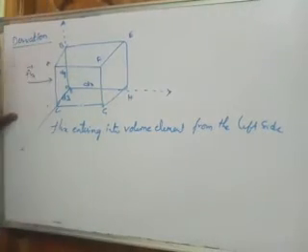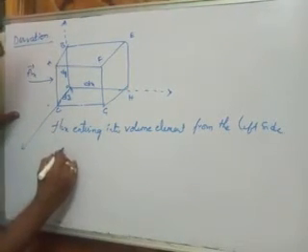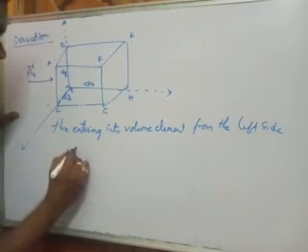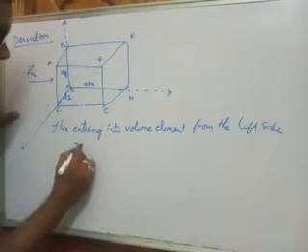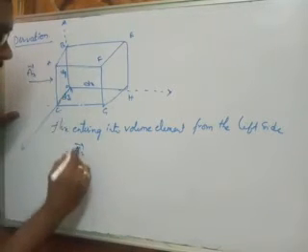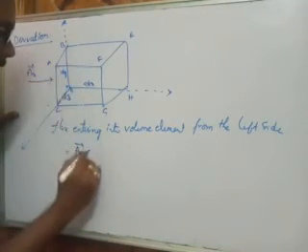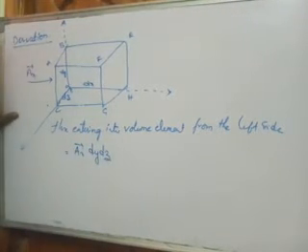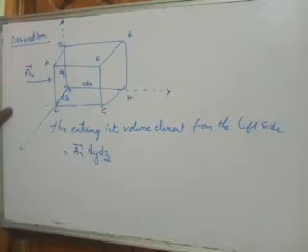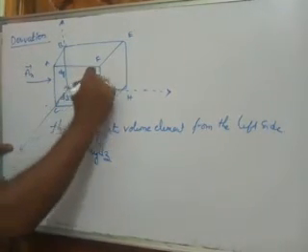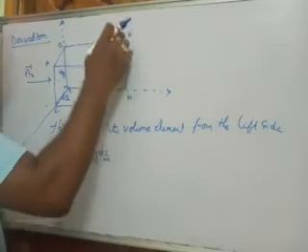Can be written as flux, that is equal to the field Ax bar into the area of this plane. What is the area of this plane? ABCD plane. That is what? dy dz. And similarly, flux coming out from the right plane.